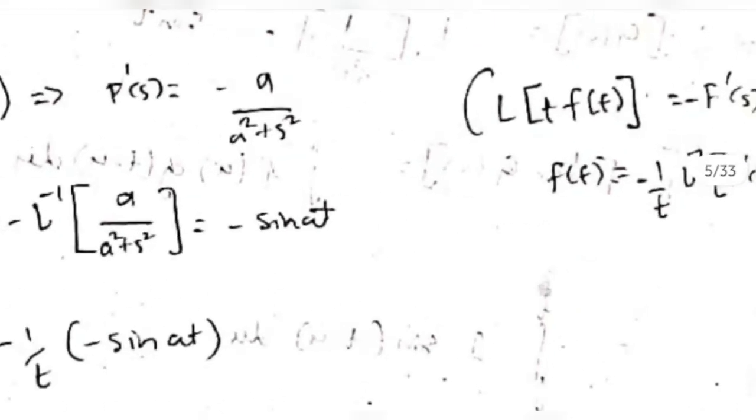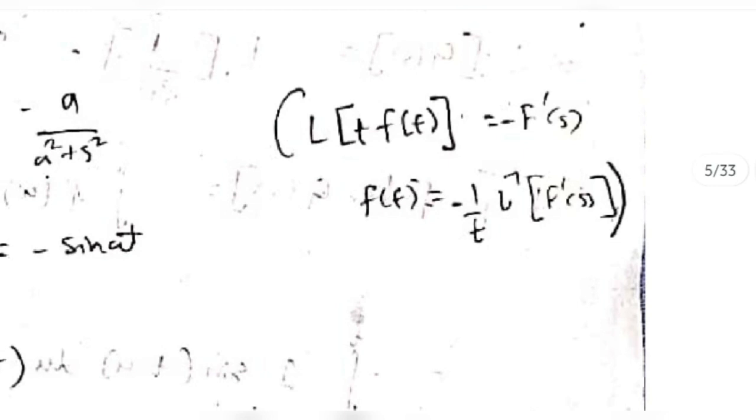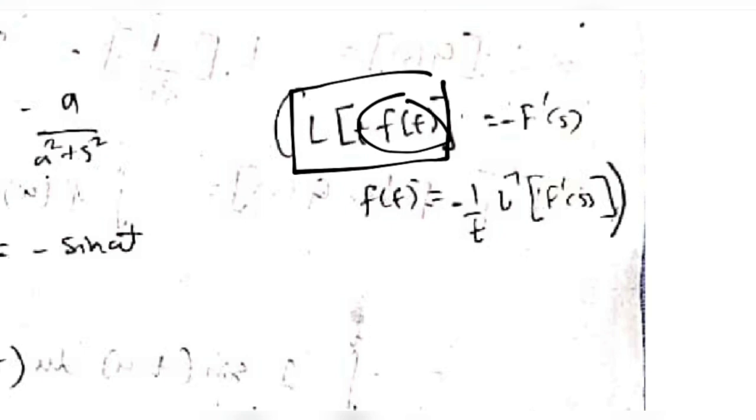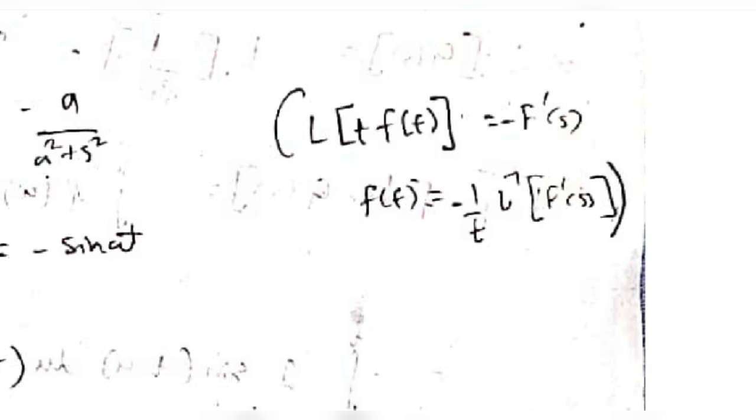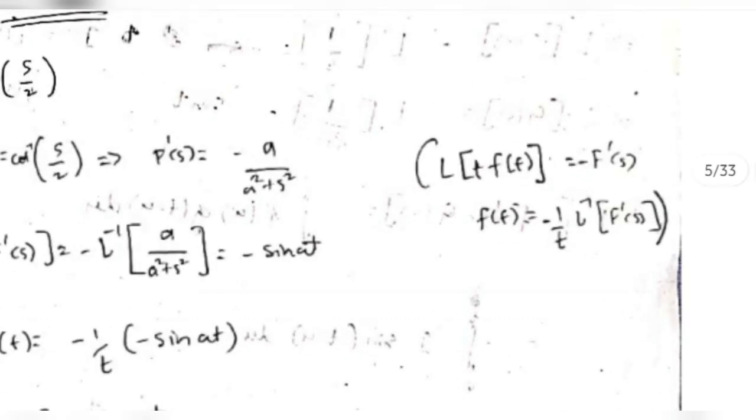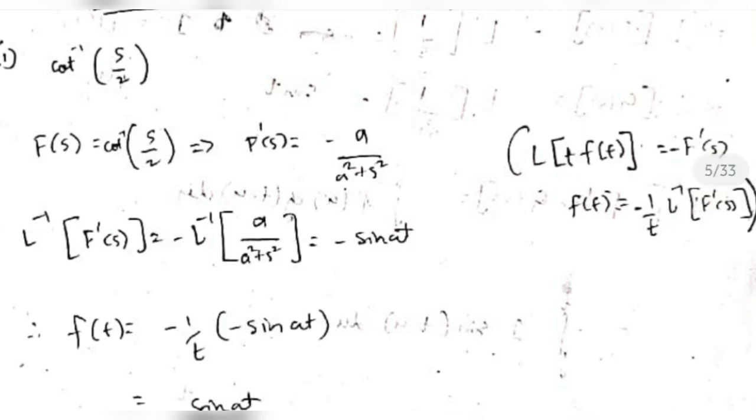Why are we finding f dash of s? It's because the formula which we have is Laplace transform of f of t is minus f dash of s. Now if we get f dash of s, we can take the remaining terms on this side to get f of t. So that's what we are doing here. First step is to get f dash of s, because to get f of t we need it.